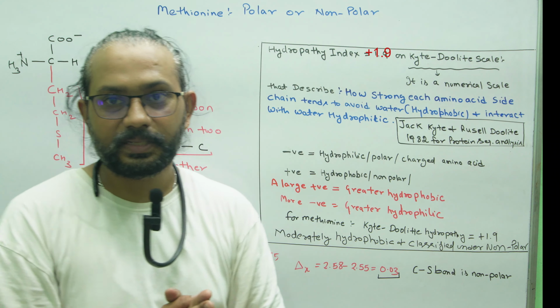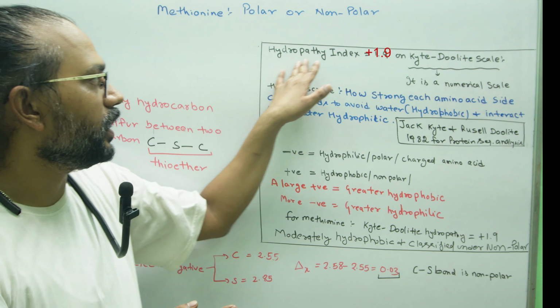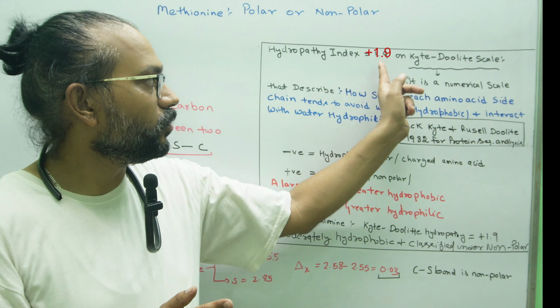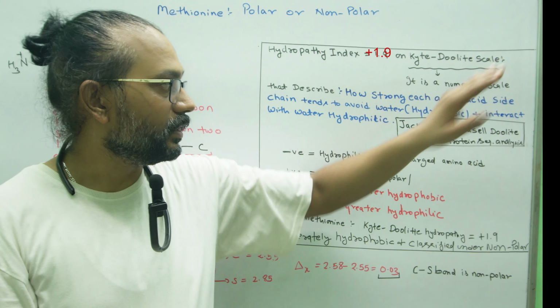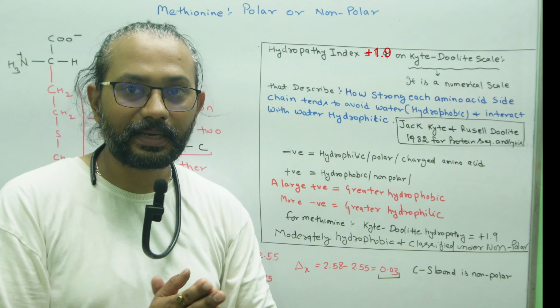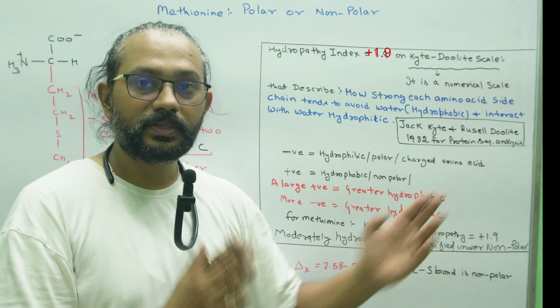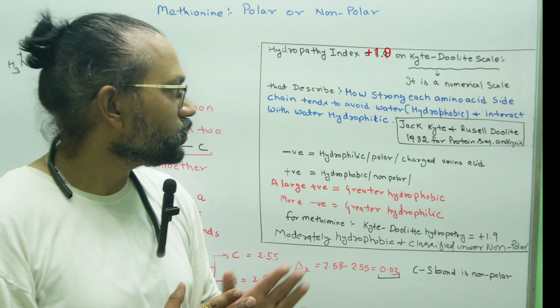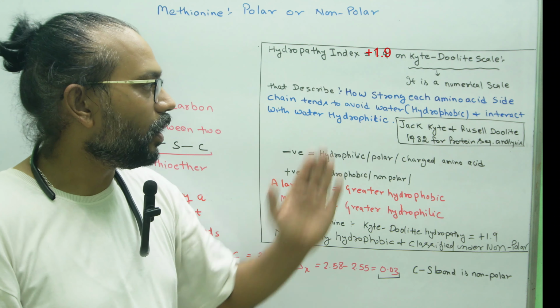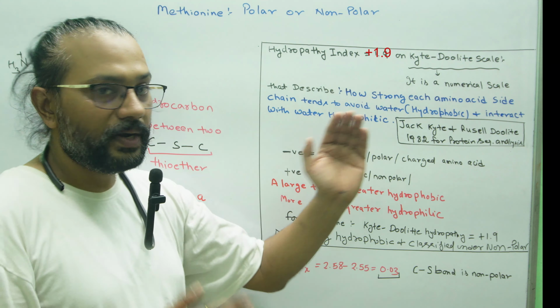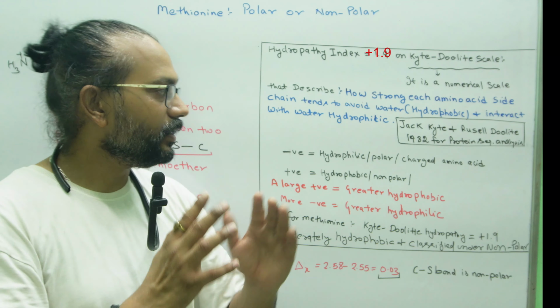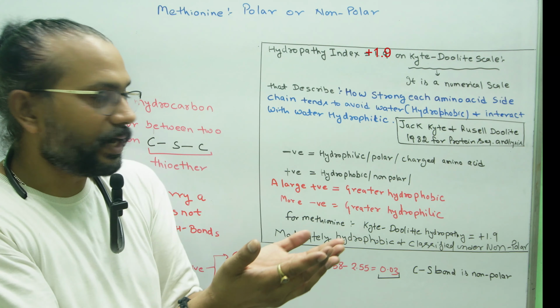For strong evidence, we can check the hydropathy index, which is about 1.9 on the Kyte-Doolittle scale. It is a numerical scale developed by two scientists, Jack Kyte and Russell Doolittle, in 1982 for protein sequence analysis. It describes how strongly each amino acid side chain tends to avoid water, that is hydrophobic, and tends to interact with water, that is hydrophilic.